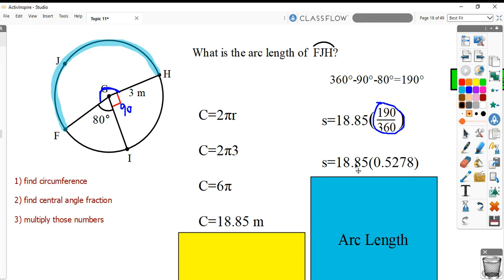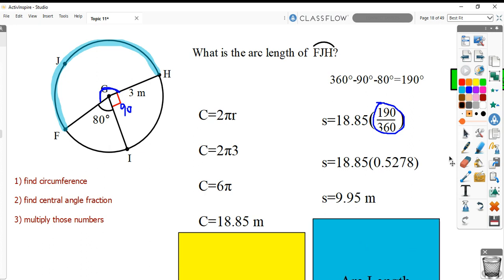And if we multiply our circumference times that fraction, the angle is going to be the same fraction of our circumference. So if we multiply that fraction times the circumference, it gives us the length of just this part of the circle. Just that arc is going to be 9.95 meters.